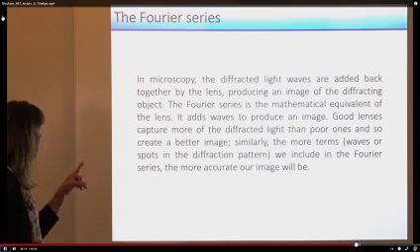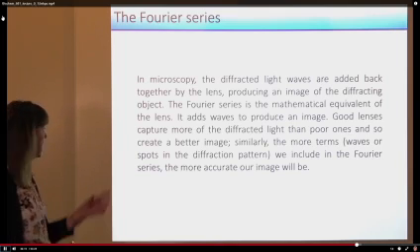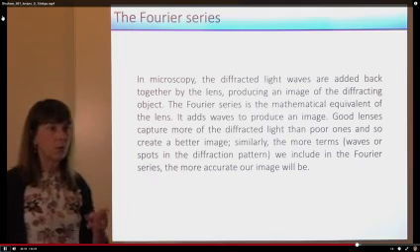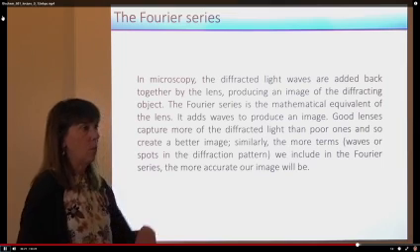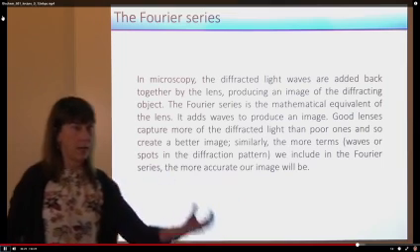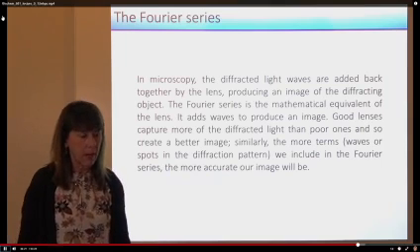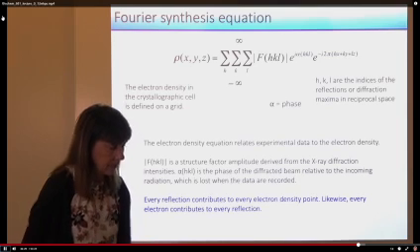And here's an important thing. A good lens captures more of the diffracted light than a poor one. And that's true for electron density maps. The more data you have, and the better data you have, the better the electron density map is going to look, the better the structure is going to look.